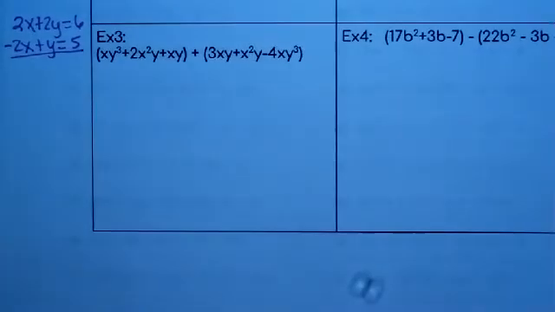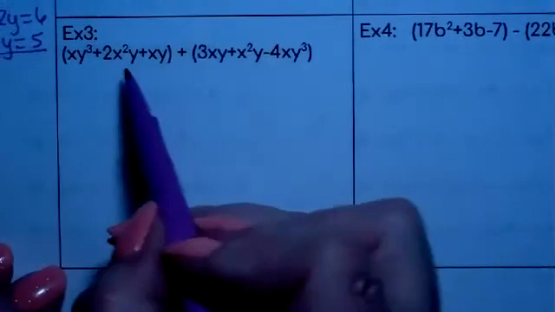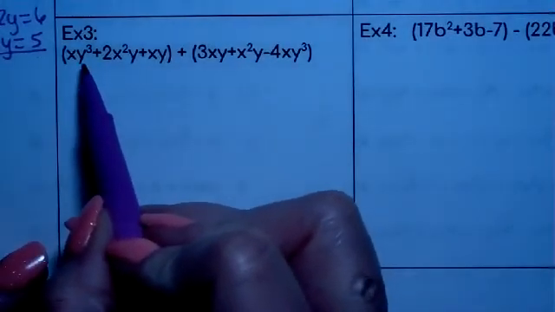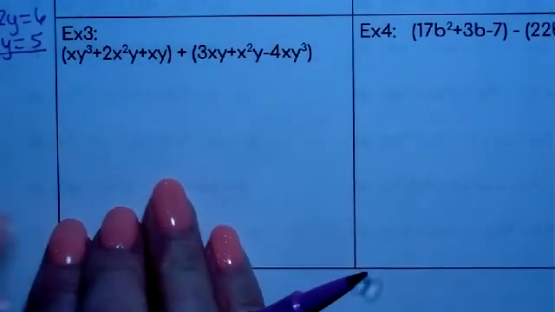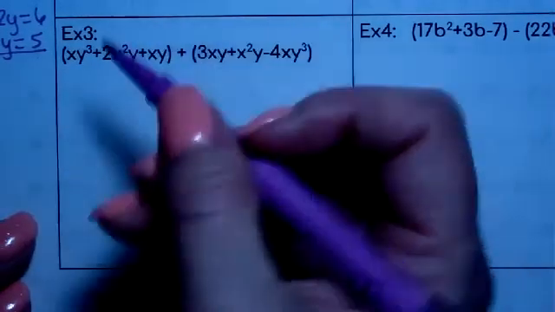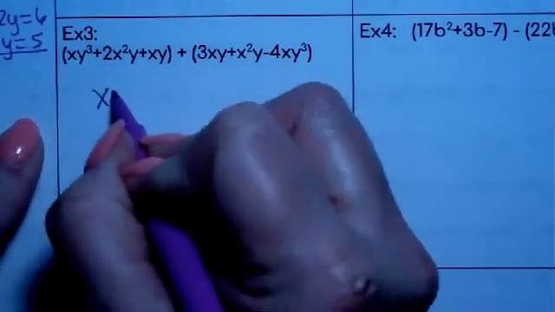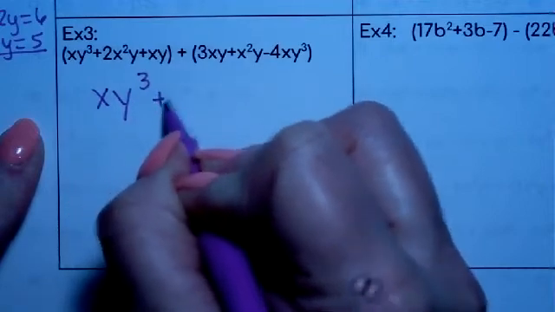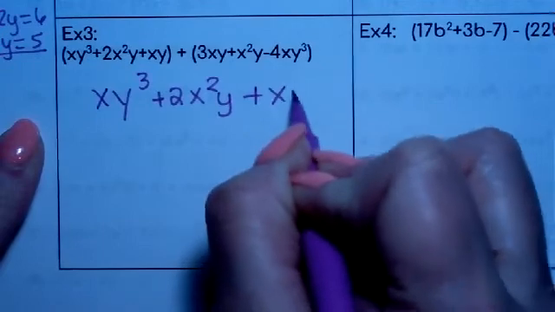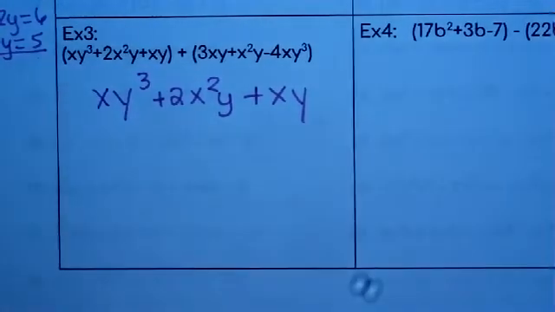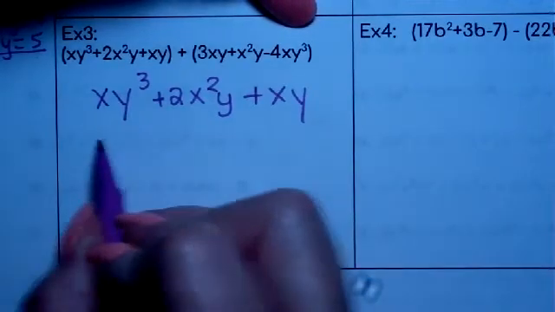All right, problem number 3, right here. I've got to be super careful that I make sure as I'm doing this, I have all my like terms lined up. That's why I picked this one. Let me show you what I'm talking about. I'm going to rewrite my first polynomial, xy cubed plus 2x squared y plus xy. Okay? Now, I'm going to take the second polynomial and I'm going to write it underneath here.